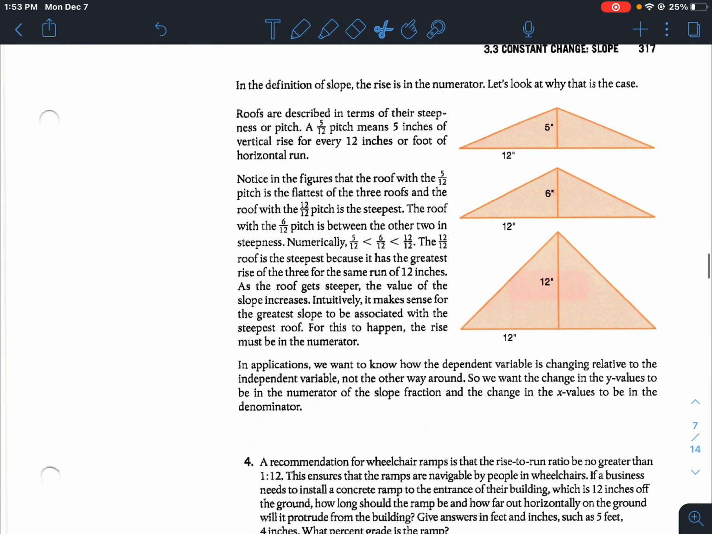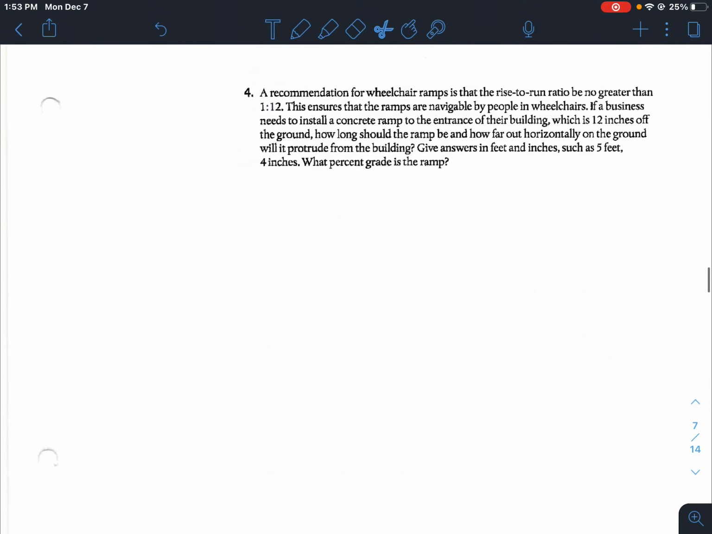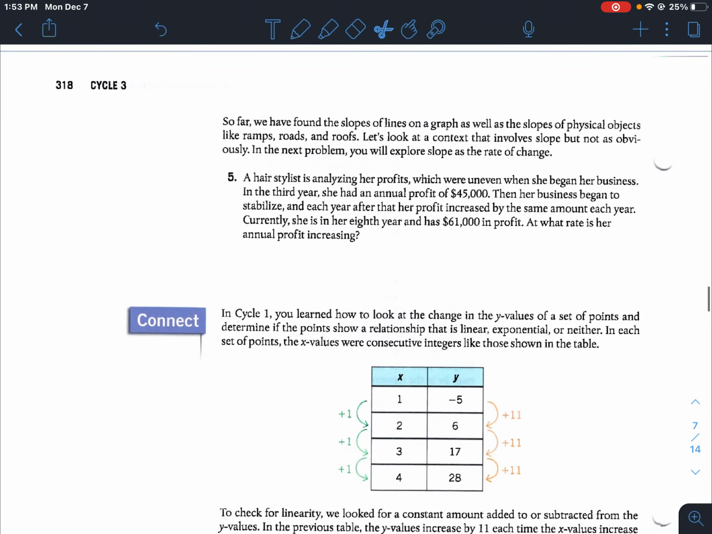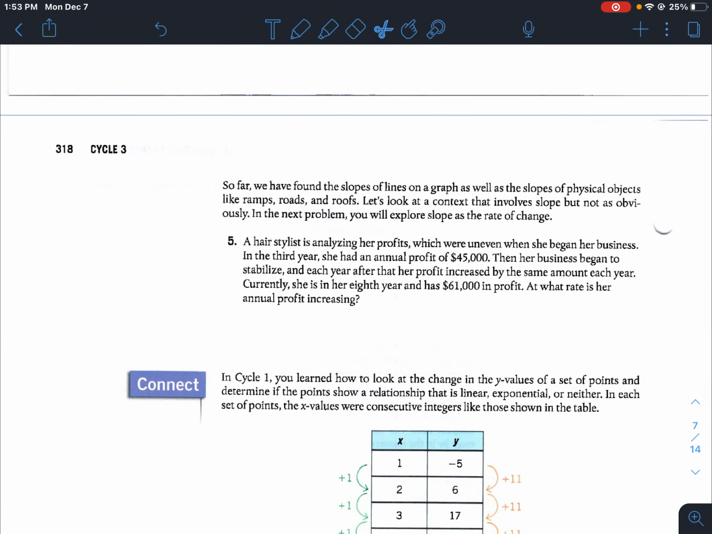We can also look at them in these triangles. This is talking about pitches on a roof, so how steep a roof is. I'm not actually going to go through that. We're going to skip number 4 and go on to number 5.